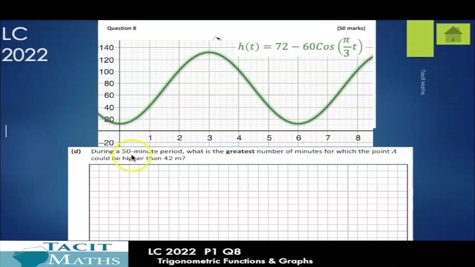Let's look at what they're actually asking for here. So in a 50-minute period, so look, we're dealing with minutes now, we're dealing with an 8-minute period here. But in any 50-minute period, what's the greatest number of minutes for which the point A could be higher than 42 meters?